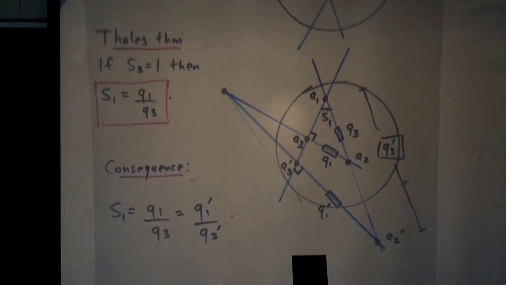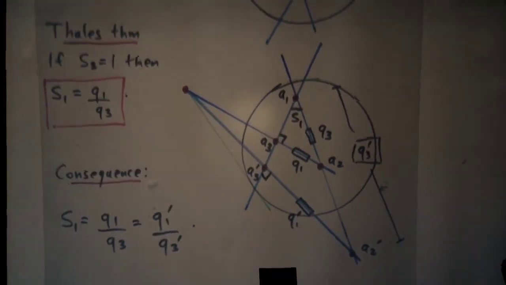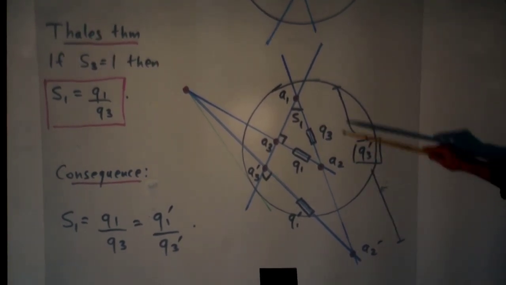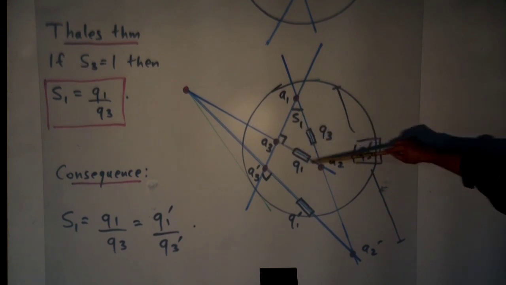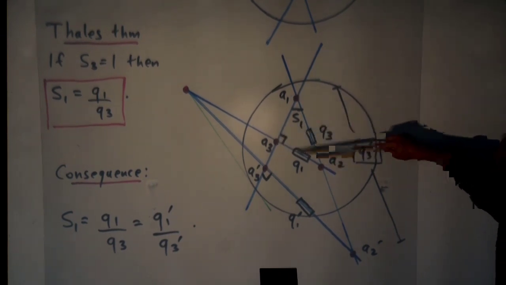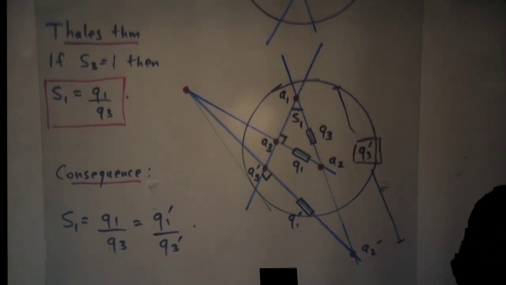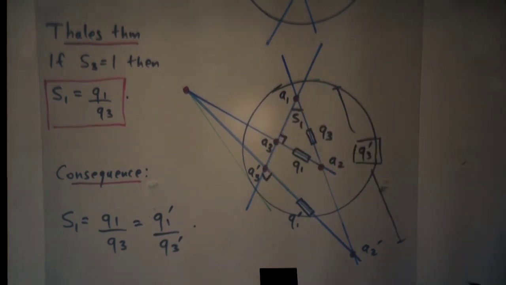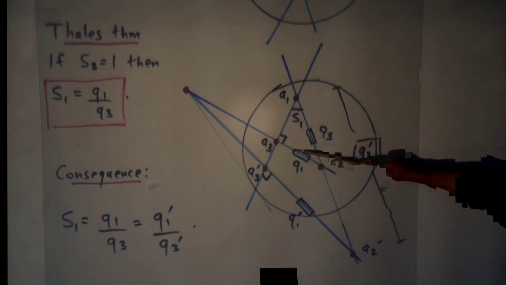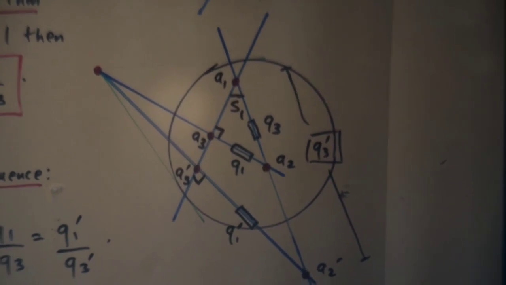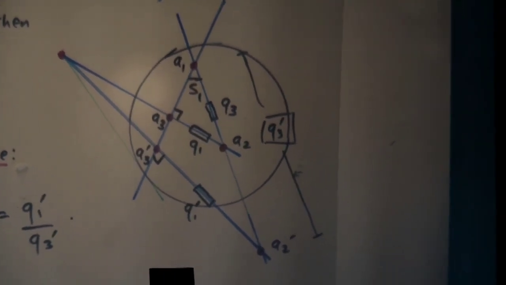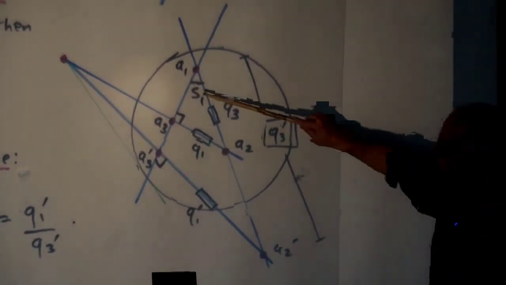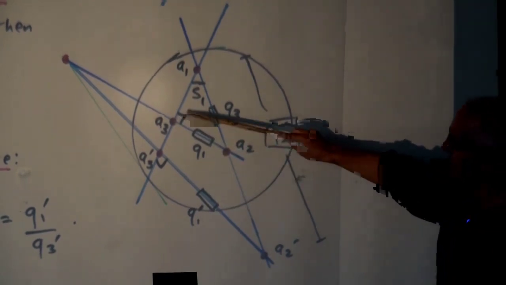Another important observation, which is an immediate consequence of the spread law, is Thales' theorem. It also concerns a right triangle, but now an arbitrary one. So here's a right triangle, A1, A2, A3, and I have a right angle at A3. So these two are perpendicular. There's the quadrance Q1 on this side and the quadrance Q3 on this side, and let's consider this spread S1 right here. Well, the spread law tells us that S1 over Q1 equals S3 over Q3.